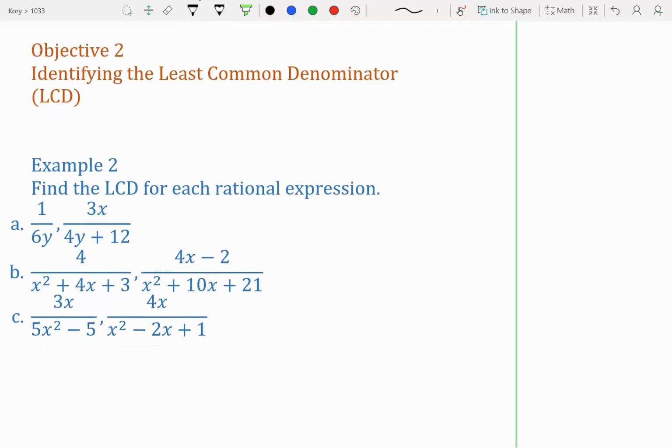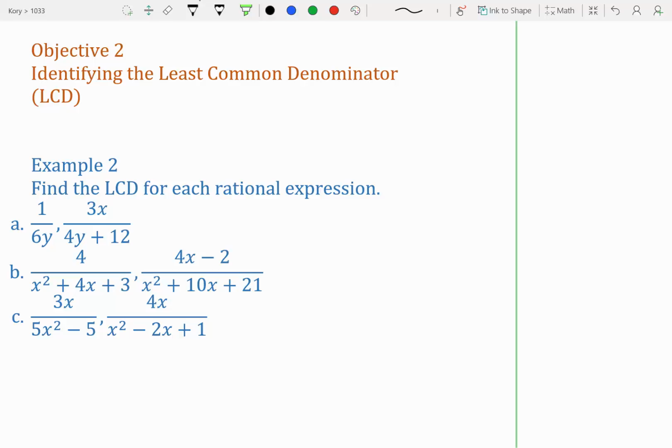Objective 2. Now we're going to be adding with unlike denominators. So we need to find the LCD first. So that's what we're going to do here, because it's going to help us later on when we have different denominators and finding the LCD. So LCD remembers the least common denominator.